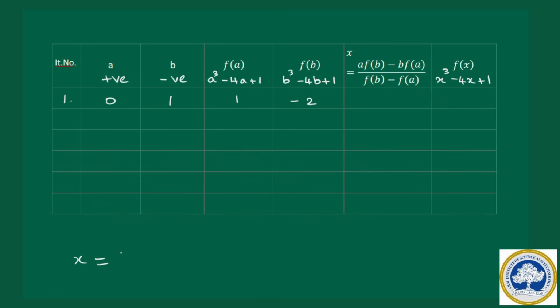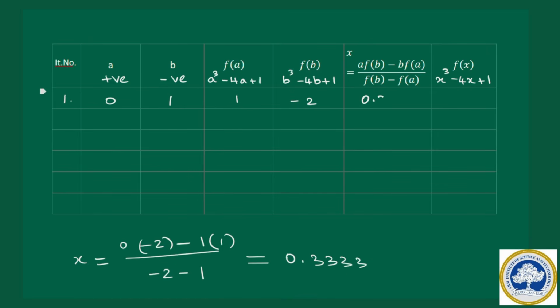That is, x is equal to A is what? 0 into f of B is minus 2 minus B is 1 into f of A is 1 divided by f of B is minus 2 minus f of A is 1. If you write like this, it is easy to calculate. So if you simplify this, you'll be getting the answer as 0.3333. So this you have to substitute here. Next, for this 0.3333, again you have to put it in the function because we want to find f of x for this x, 0.3333.